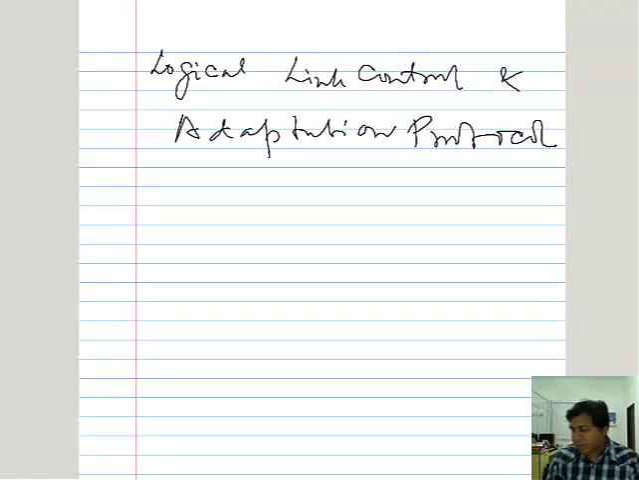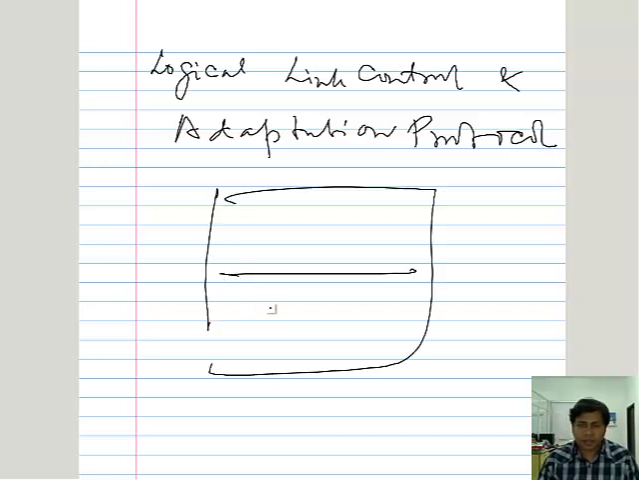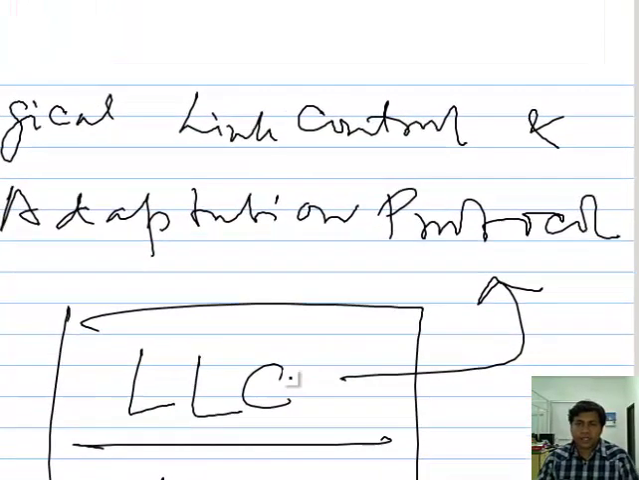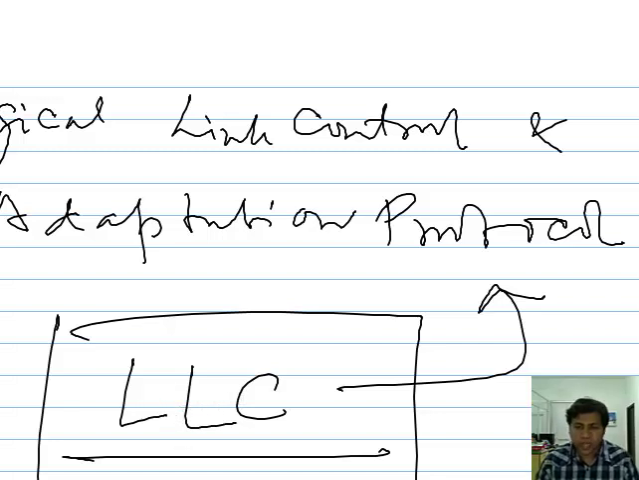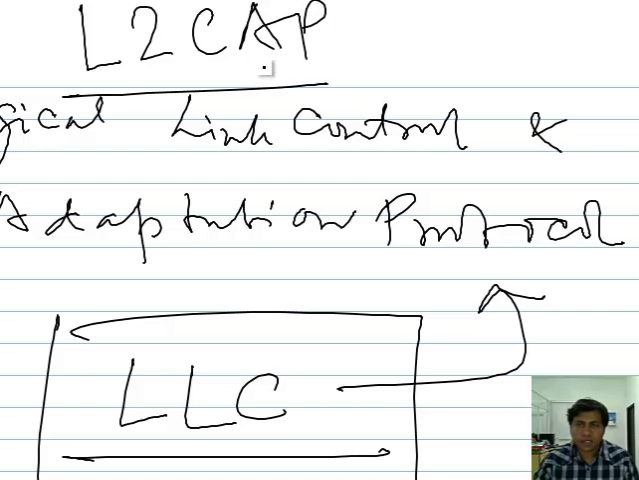Now, normally in the data link layer, we have two sublayers: one is called MAC and one is called LLC. The task performed by L2CAP is basically the job of LLC. So L2 means logical link, and its full form is Logical Link Control and Adaptation Protocol.